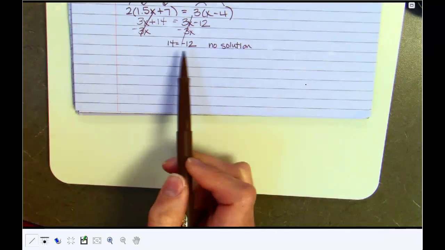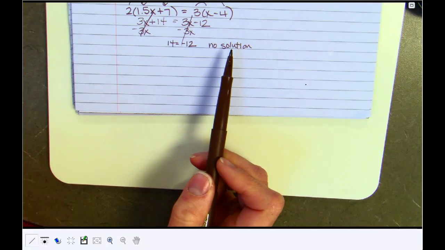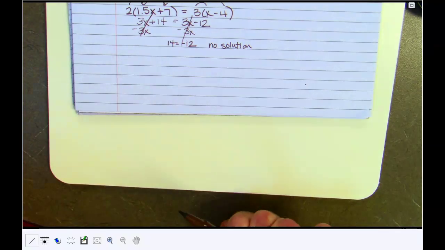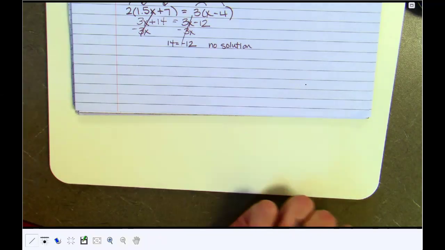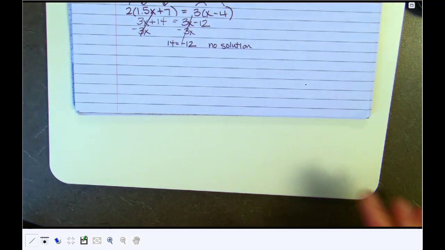What does it look like if it's infinitely many solutions? It could be negative 14 equals negative 14. It just has to be the same, right? So it has to be a true statement to be infinitely many solutions. All right.